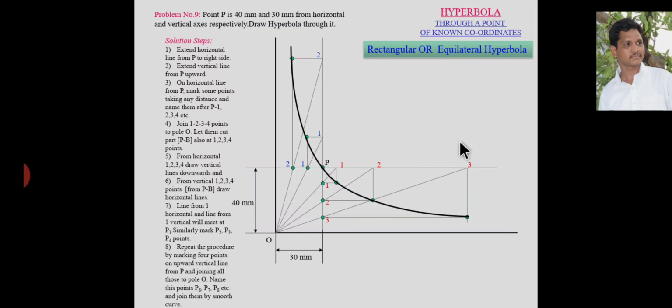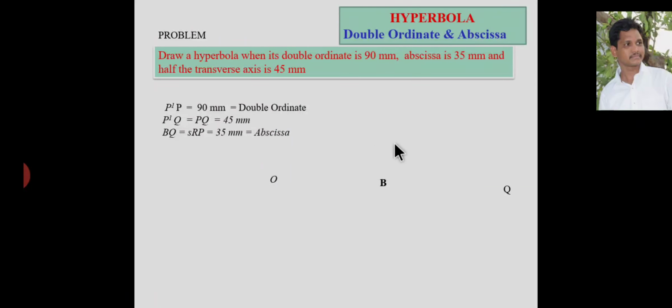Now coming to another problem. This is the double ordinate and abscissa method. The question is: draw a hyperbola when its double ordinate is 90 mm, abscissa is 35 mm, and half the transverse axis is 45 mm. First of all you have to draw an imaginary horizontal line.